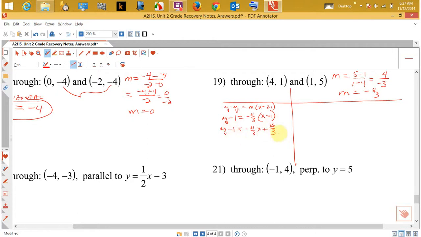And now I'm going to move my y over by adding 1 to both sides. So y is equal to a negative 4/3 x. And if I add 1, I'm going to put it in the form of a common denominator. So that would be plus 16/3. Adding 1 then is the form of 3/3. So I have y is equal to a negative 4/3 x plus 19/3. Using slope intercept form, I could do it by y is equal to mx plus b.